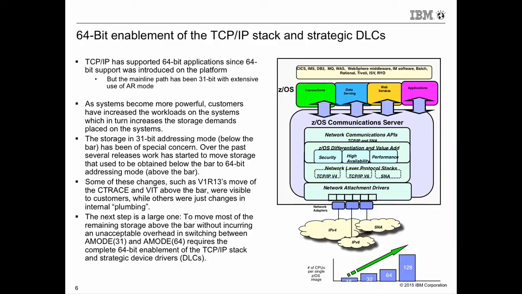Why are we doing this? And again, it all goes back to scalability. As we increase the workloads on the platform, as everything continues to grow, the storage demands keep increasing, and below-the-bar storage, which has always been a critical resource, is more critical than ever. So moving storage above the bar where possible by 64-bit enablement is a huge initiative and something that we've wanted to do for some time. We're finally now taking that step in V2R2.